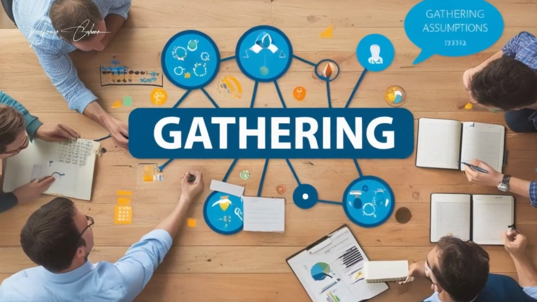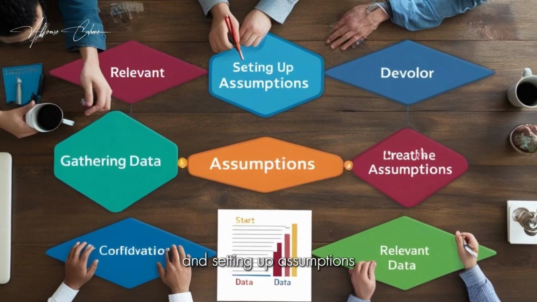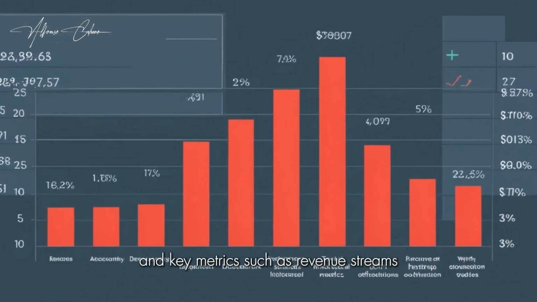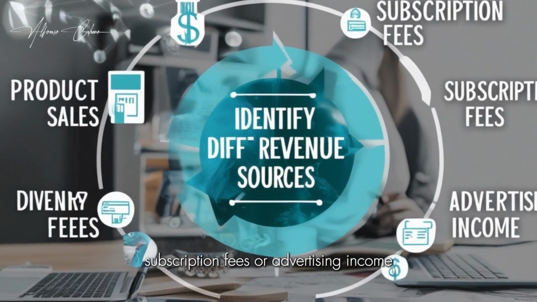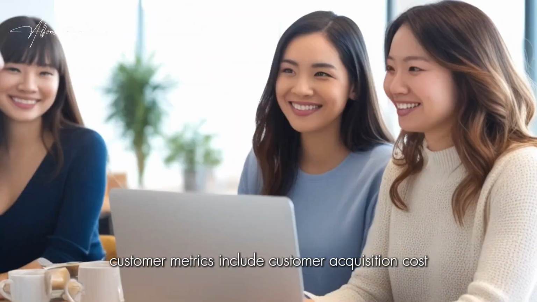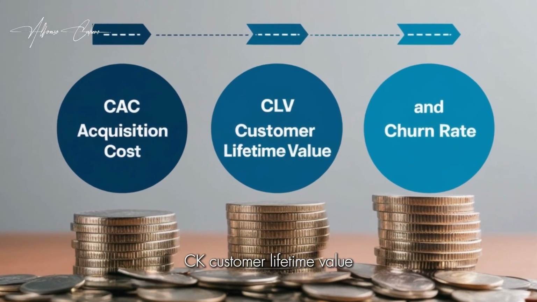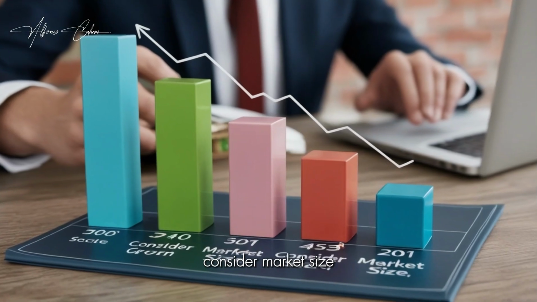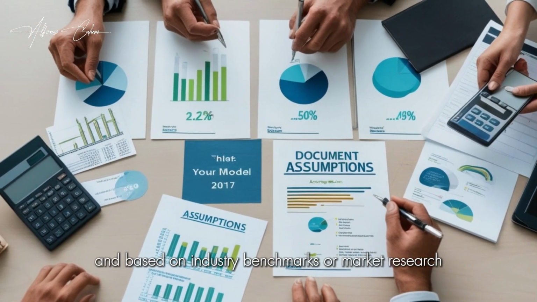2. Gathering data and assumptions. Start by gathering all relevant data and setting up assumptions. This includes historical financial data if available, and key metrics such as revenue streams. Identify different revenue sources like product sales, subscription fees, or advertising income. Customer metrics include customer acquisition cost, CAC, customer lifetime value, CLV, and churn rate. Market data. Consider market size, growth trends, and competitive landscape. Document these assumptions in your model, ensuring they are realistic and based on industry benchmarks or market research.